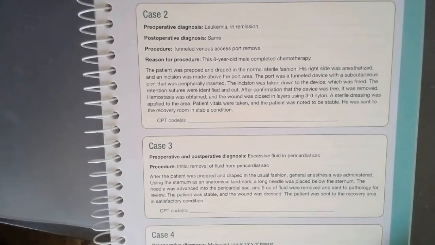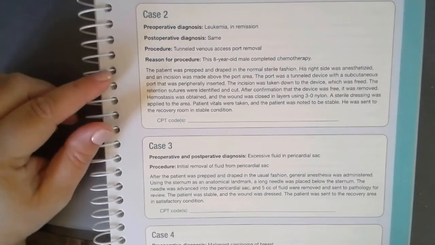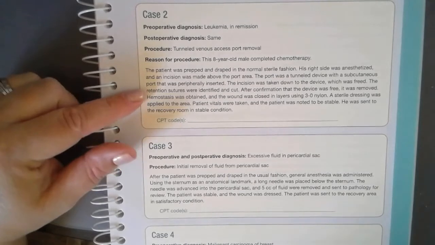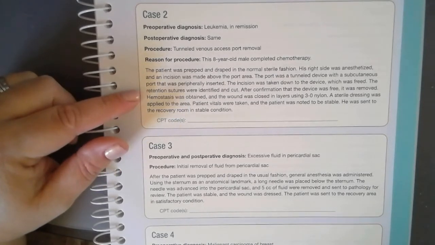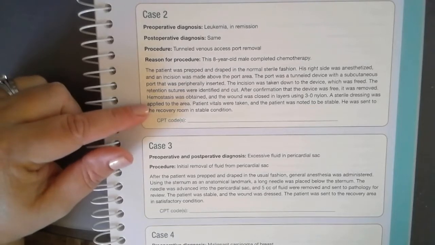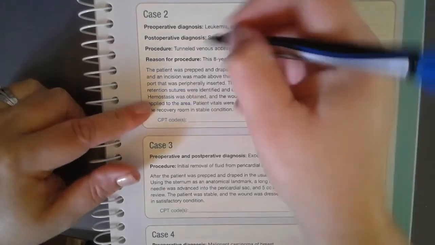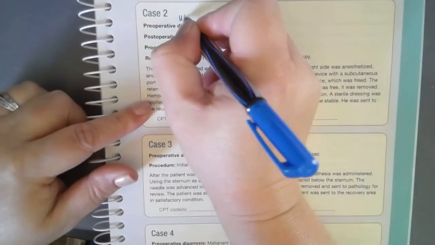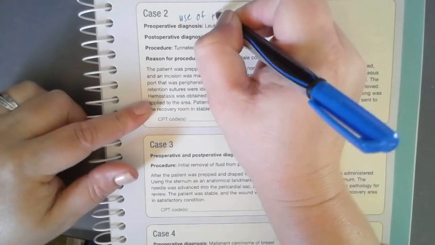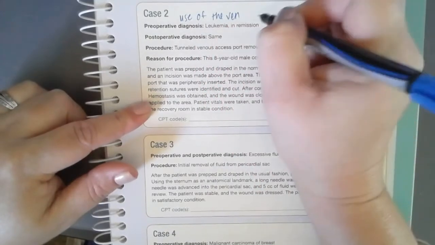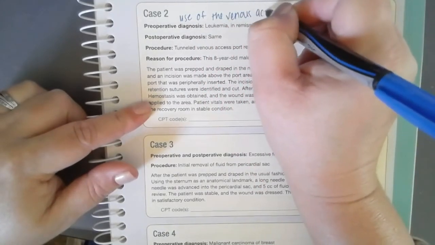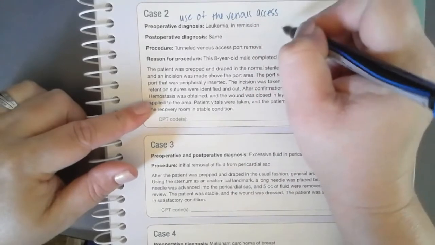Procedure, 8-year-old male completed chemotherapy. And so then let me read through this really quickly. Okay, so what you want to start with, this one it can be kind of confusing, I think. So what you want to start with is use of the venous access device.